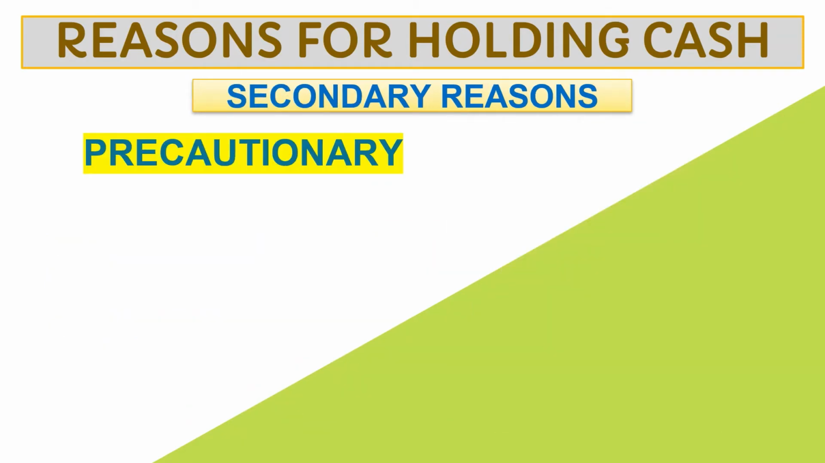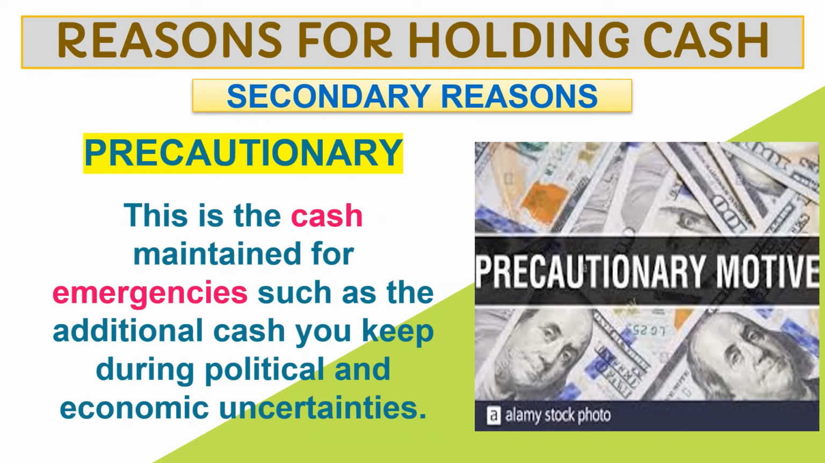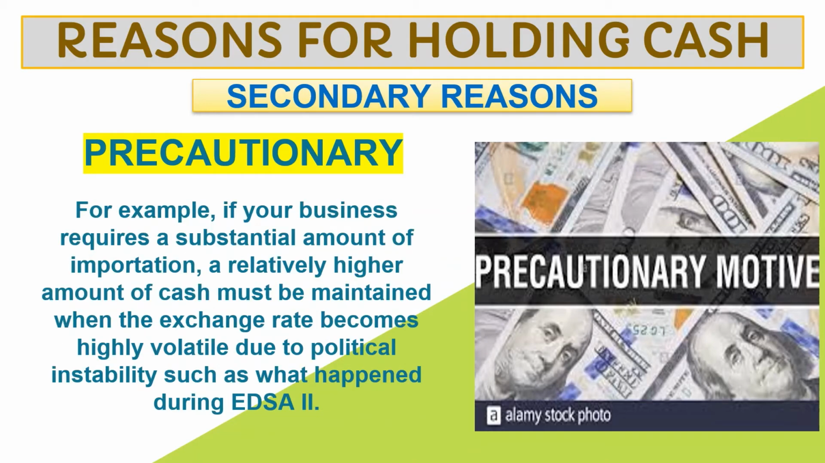Secondary reason, precautionary. This is the cash maintained for emergencies, such as additional cash during political and economic uncertainties. For example, if your business requires a substantial amount of importation, a relatively higher amount of cash must be maintained when the exchange rate becomes highly volatile due to political instability, such as what happened in Mexico.